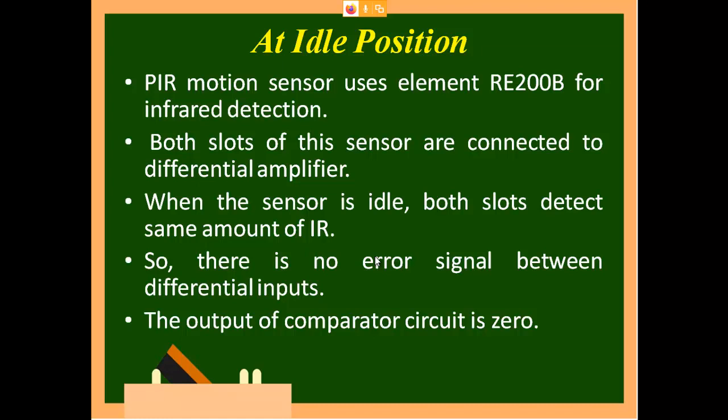So when both slots receive the same amount of IR, it is observed that the object is not moving. The object is stationary, so there is no motion taking place. So that is how we will conclude.